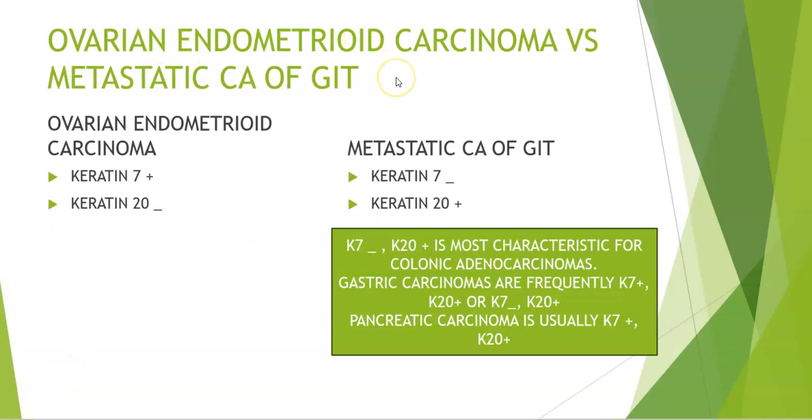Now, ovarian endometrioid carcinoma versus metastatic carcinoma of the GIT. Ovarian endometrioid carcinoma will show positivity for CK7 and is negative for keratin 20. While metastatic carcinoma of the GIT shows positivity for keratin 20 and is negative for keratin 7. Keratin 7 negative and K20 positive is most characteristic of colonic adenocarcinomas. Gastric carcinomas are frequently both positive, or keratin 7 negative and K20 positive. Pancreatic carcinomas are usually both positive, keratin 7 and keratin 20.